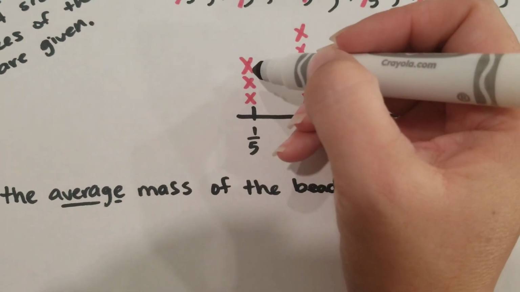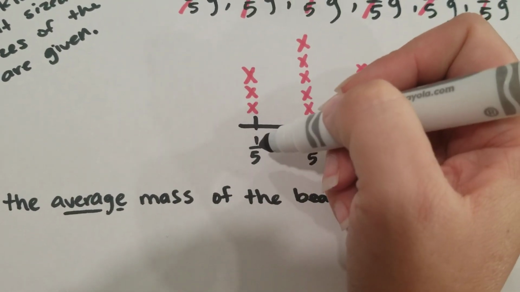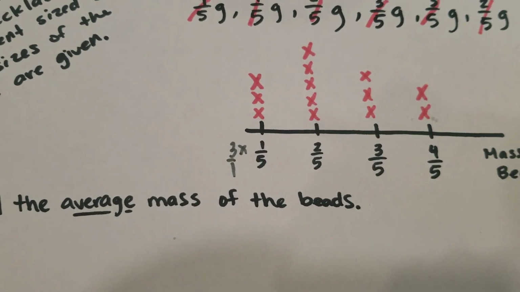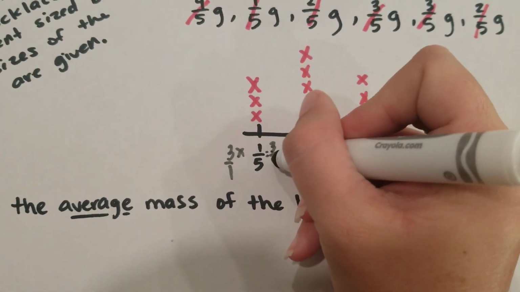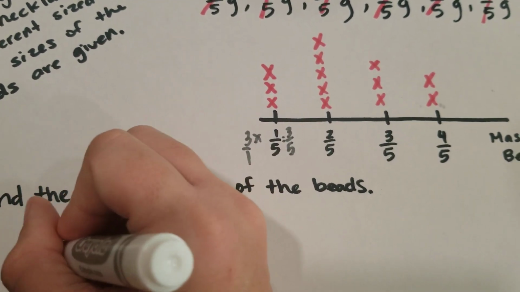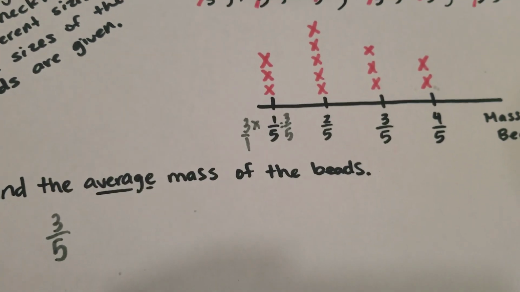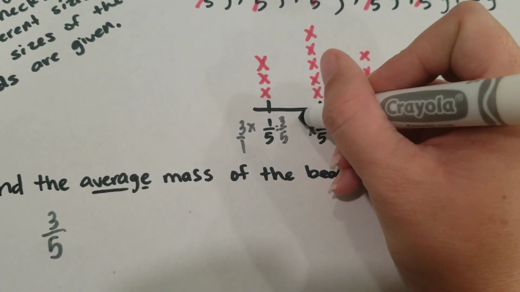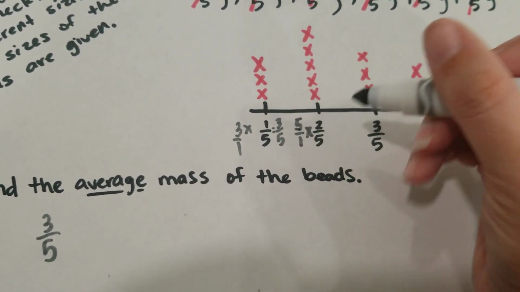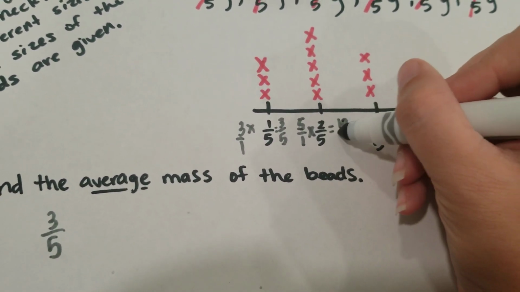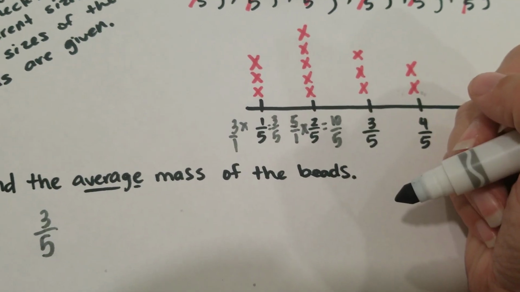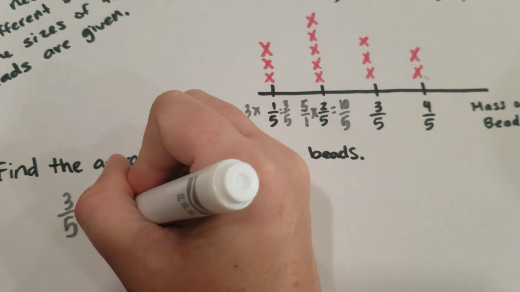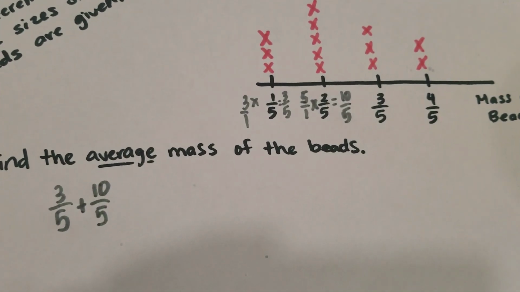All right, so in the first category, I have 3 of the 1/5. So I'm going to do 3 times 1/5, right? And that is 3/5. So I'm going to bring that number down here, 3/5. Okay. In the 2/5 category, I've got 1, 2, 3, 4, 5. So I'm going to times this by 5 over 1. All right, and I get 10/5. I know that 10/5 is 2 wholes, but I'm not going to write that yet. I'm going to just bring over here 10/5, and I can add it because it has common denominator, right?